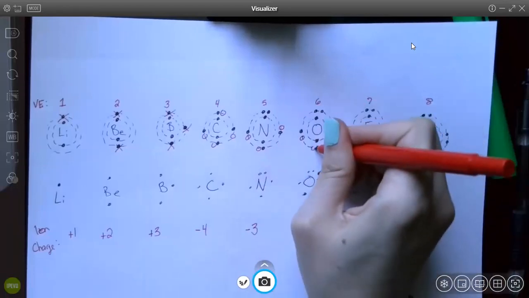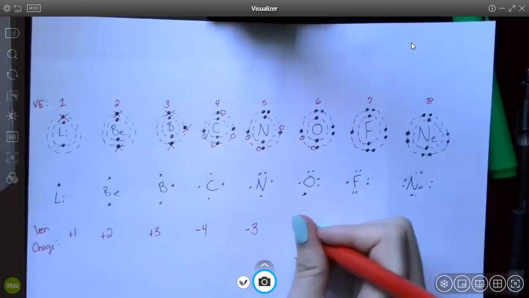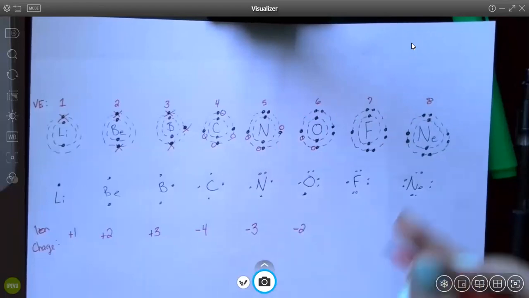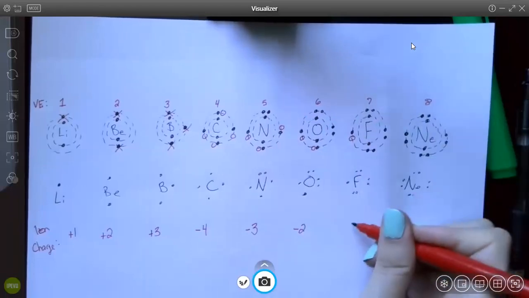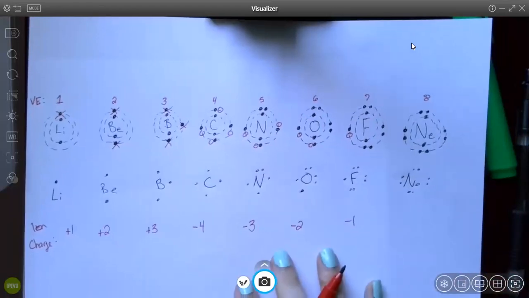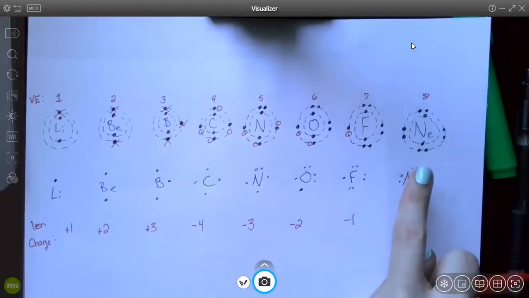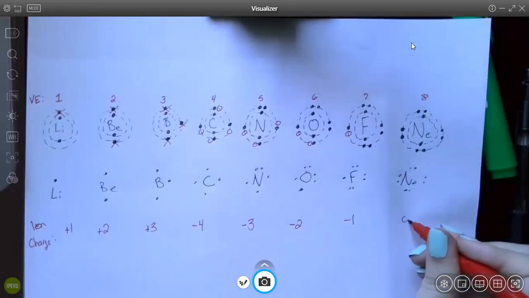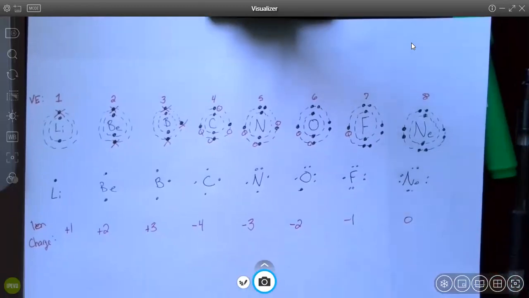Oxygen or anything else in oxygen's column would have a charge of -2. Fluorine, -1. And anything in the column where neon is already stable, so it doesn't form ions. So we'll just say it has a charge of 0.